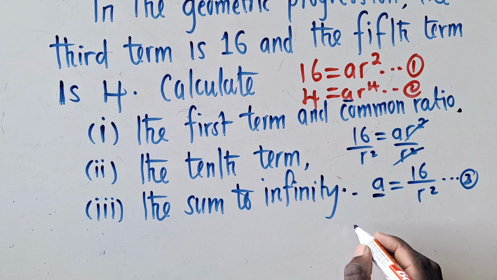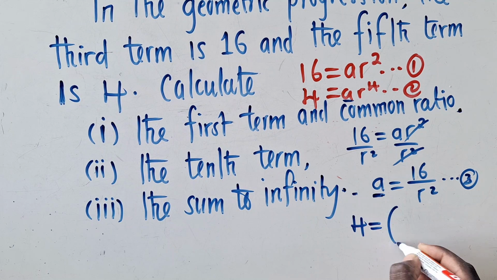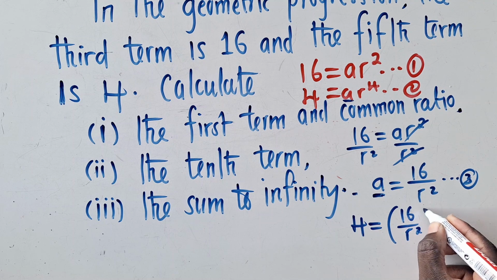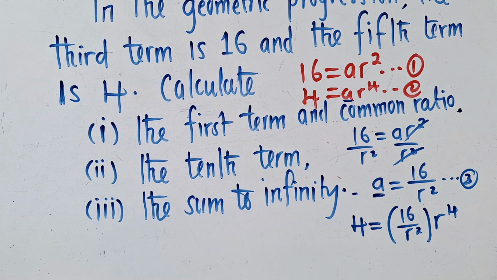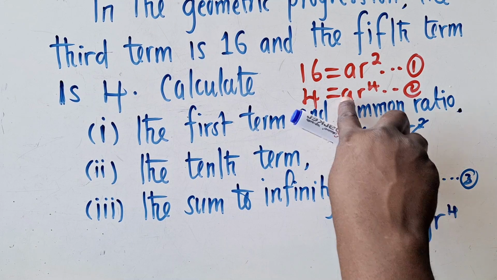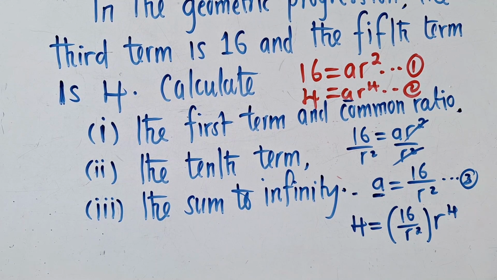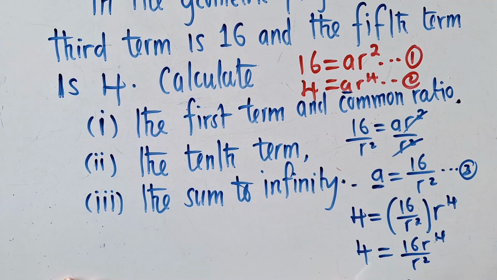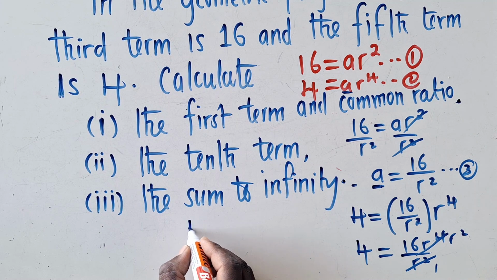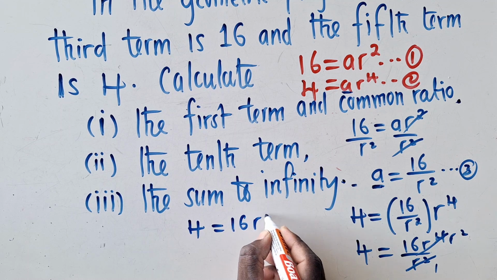Okay, and this is how it's going to look. 4 is equal to 16 over r power 2, and then r power 4. I've just put it here where a is. You write this. Then here we can simplify. We're getting 16 r power 4 here, over r power 2. I hope you're able to see. So I've just multiplied 16 by r power 4. This is what we've gotten. And here we can divide: r power 2 into itself is 1, and into r power 4 will give us r power 2. So we've got 4 is equal to 16 r power 2.